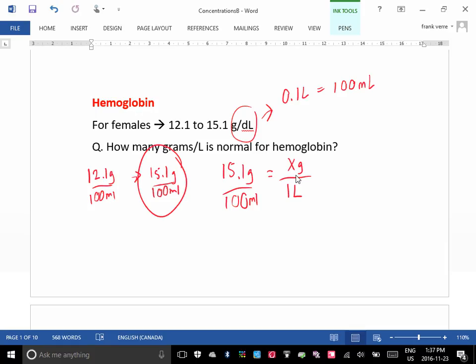Same as 1,000 milliliters, right? So this would be the same as 1,000 milliliters, correct? So the ratio of 15.1 over 100 should be the same as x over 1,000. I can go ahead and solve it. X would be 15.1 times 1,000 over 100.